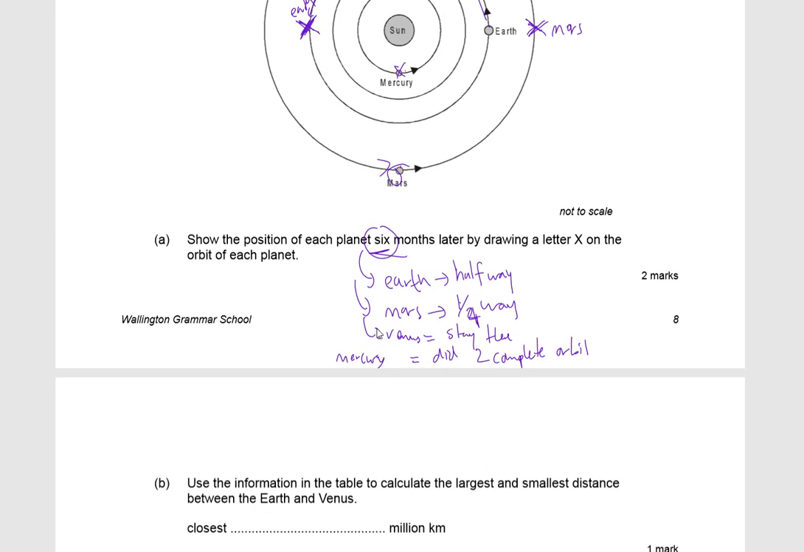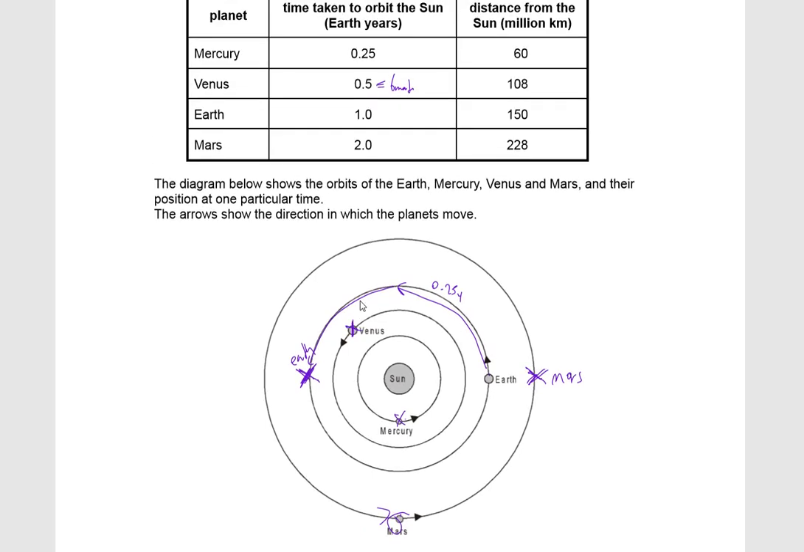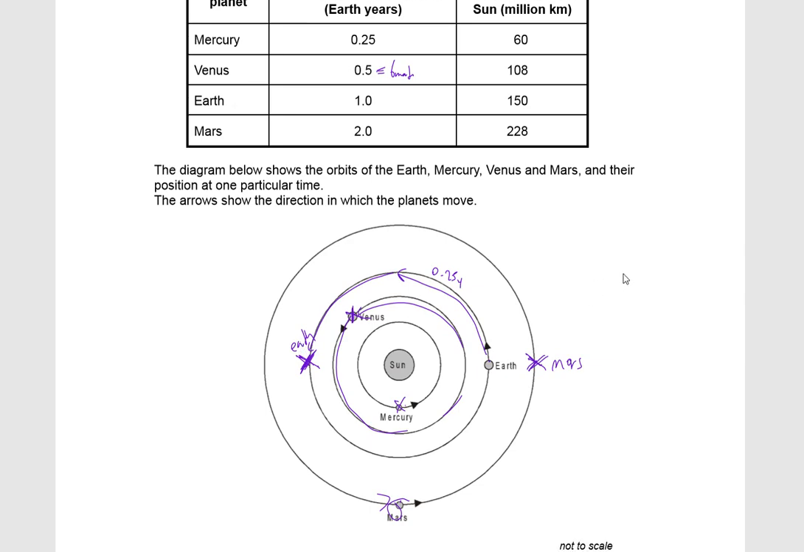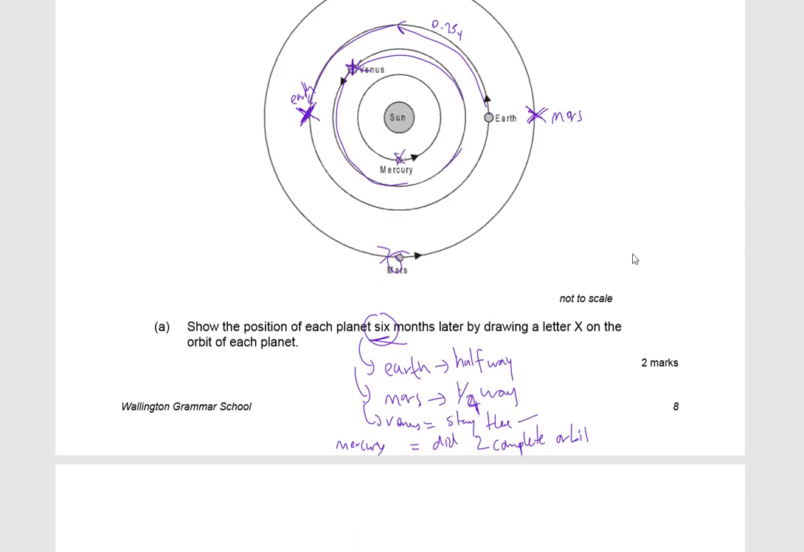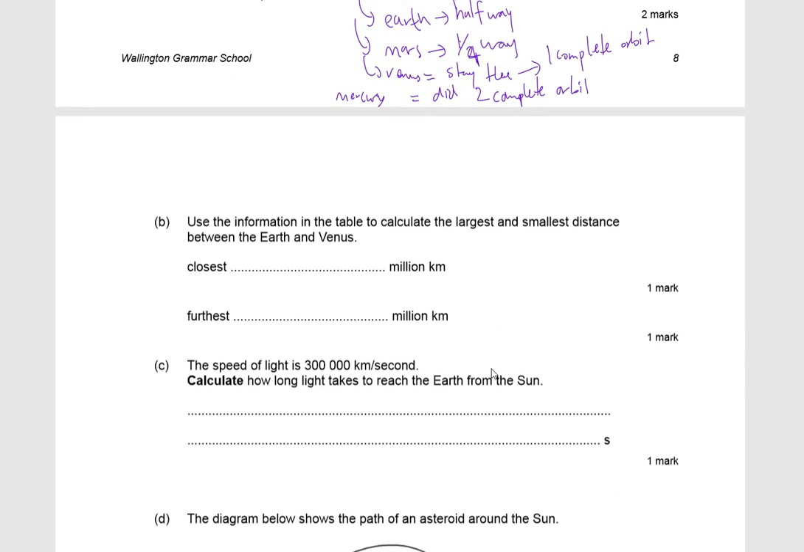And then same thing with Venus. When Earth gets to 6 months, Venus would have done one complete turn, which is go back to where it started. So it just did one complete orbit in this case. And now this is the explanation. So if you got this wrong, this is the explanation why. Hopefully this makes sense.